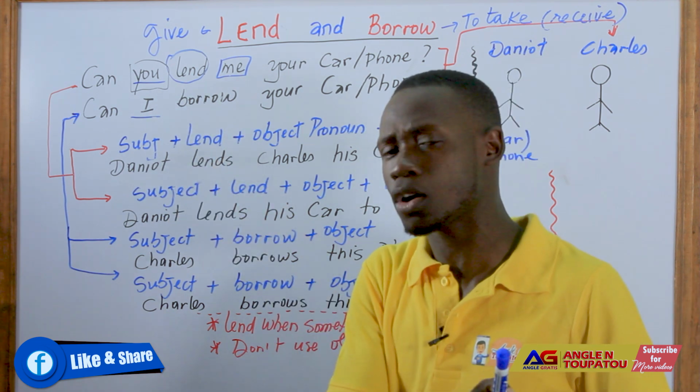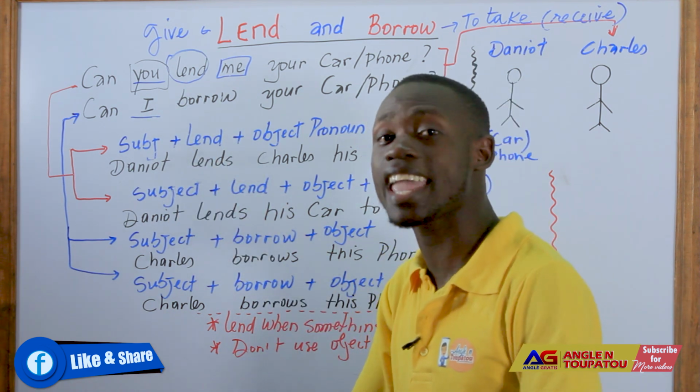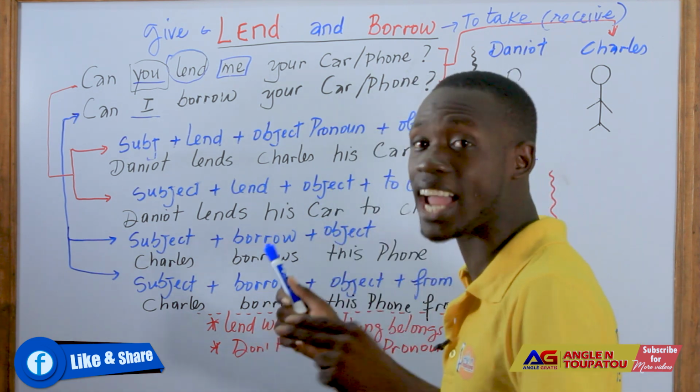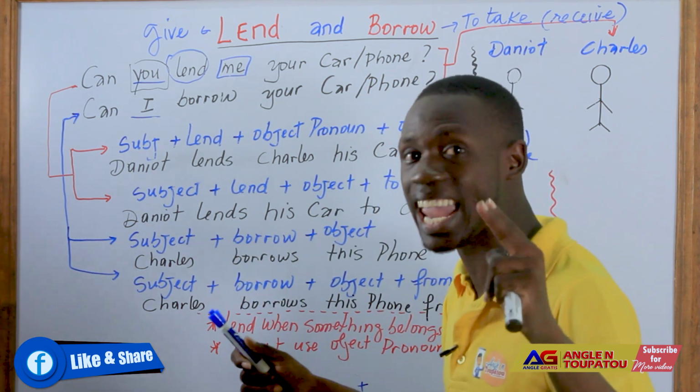Your car may be in your garage or maybe somewhere else. And Charles says to Daniel, if Daniel can lend him.